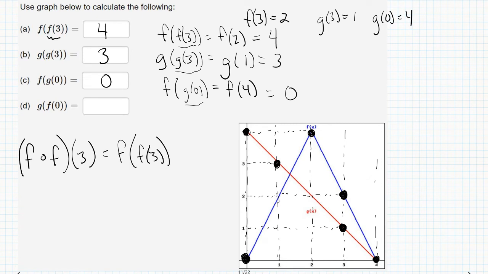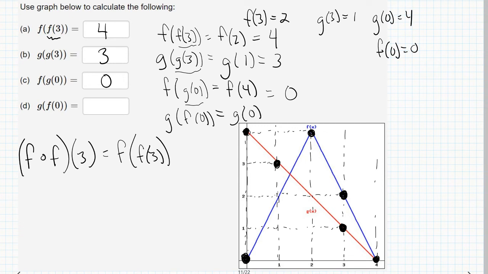Now what about g composed with f of 0? Well, first off, we just saw on the graph, I was kind of jumping ahead a little bit. So g composed with f of 0, well, f of 0 equals 0. So we have f of 0 equals 0, so you get g of 0. And we just found that g of 0 equals 4. And so we get a final answer of 4 on this one.